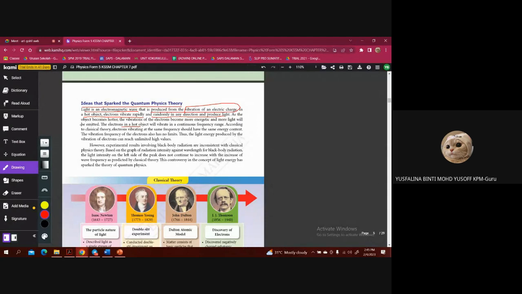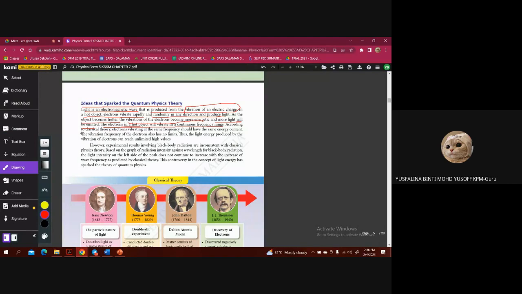As the object becomes hotter, the vibration of the electrons becomes more energetic. If you apply more heat energy, more heat energy turns into kinetic energy, so the electrons move faster. The vibration becomes faster, right? And more light will be emitted. More energetic means more light. So the electrons in a hot object will vibrate in a continuous frequency range. How many hertz?